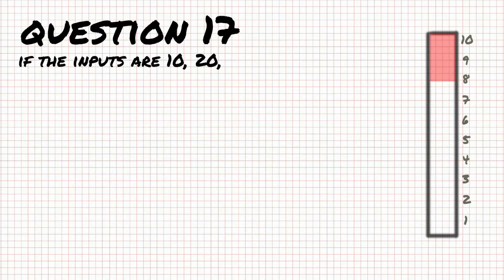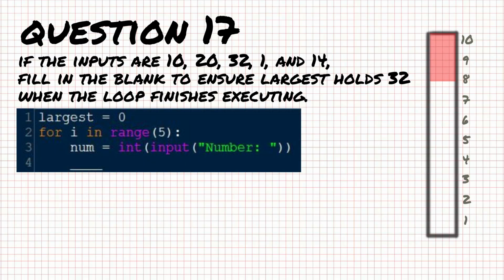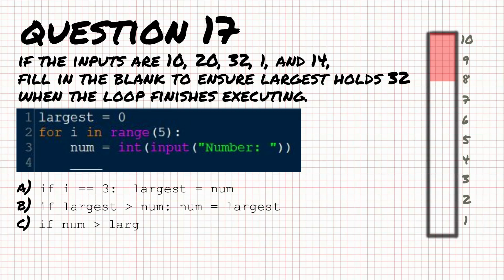Question 17. If the inputs are 10, 20, 32, 1, and 14, fill in the blank to ensure largest holds 32 when the loop finishes executing. largest = 0, for i in range(5): num = int(input("number")), blank. Is it A, if i == 3: largest = num? B, if largest > num: num = largest? C, if num > largest: largest = num? Or D, if num >= largest: num = largest?